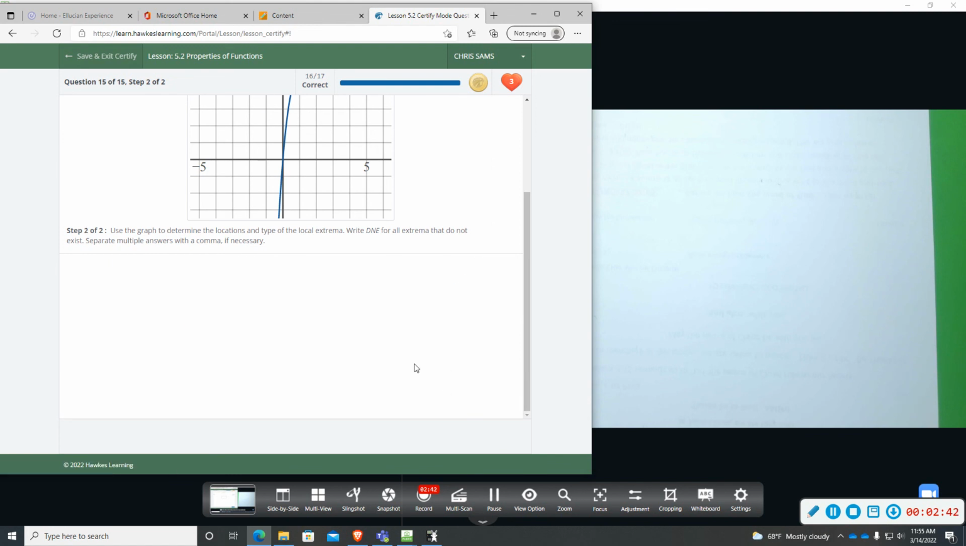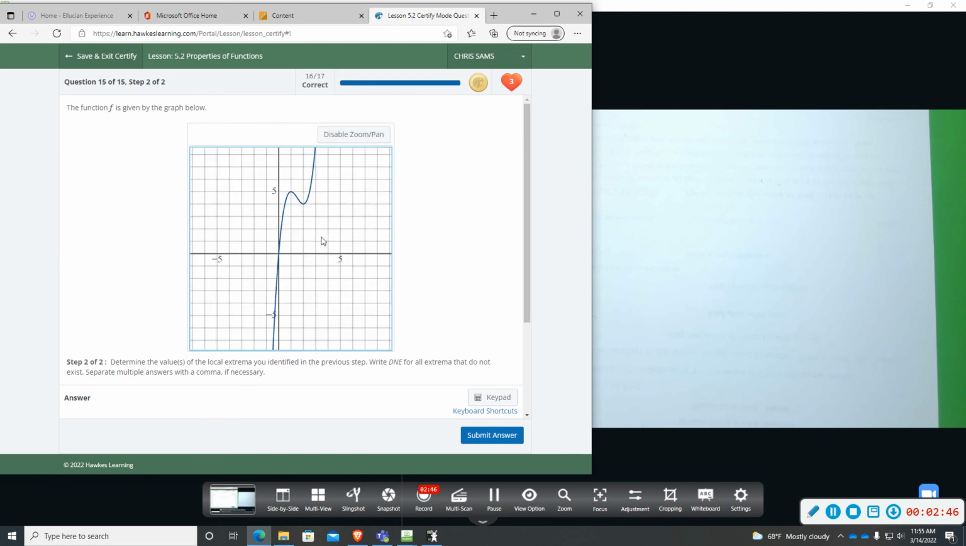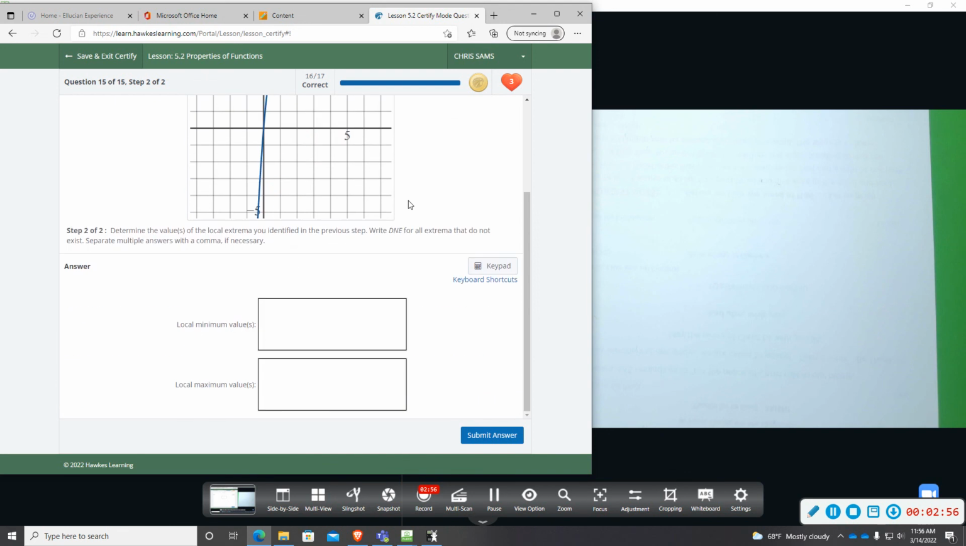All right. And then we want to know the value of those. This maximum is at 5, and the minimum is just one below it at 4. So maximum 5, minimum 4. Minimum was 4, maximum was 5.